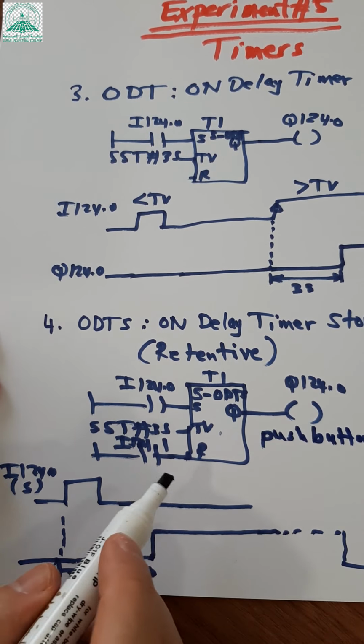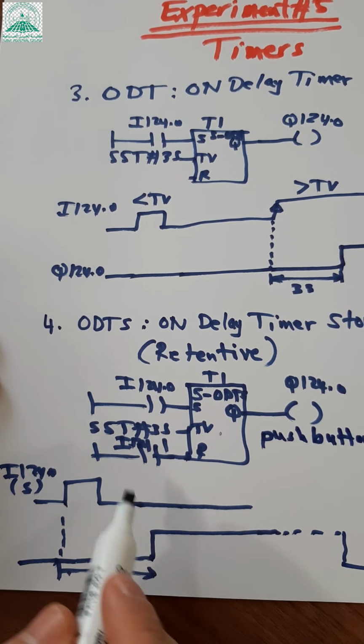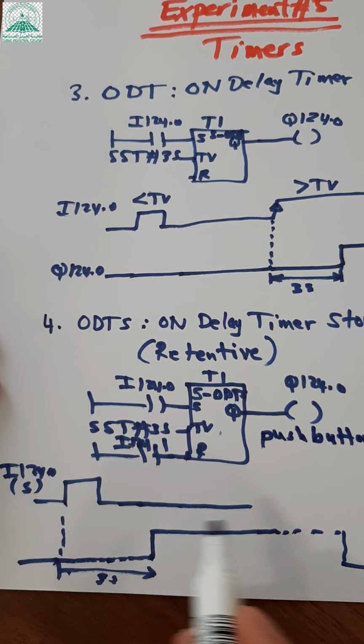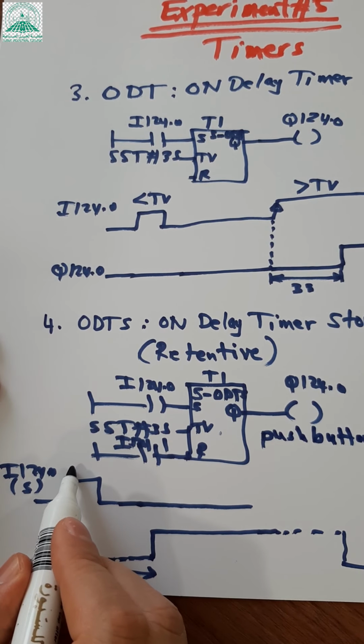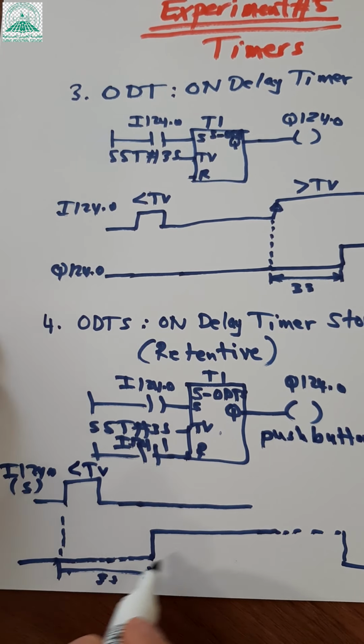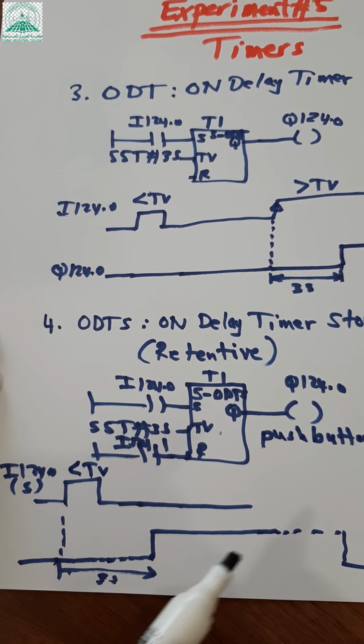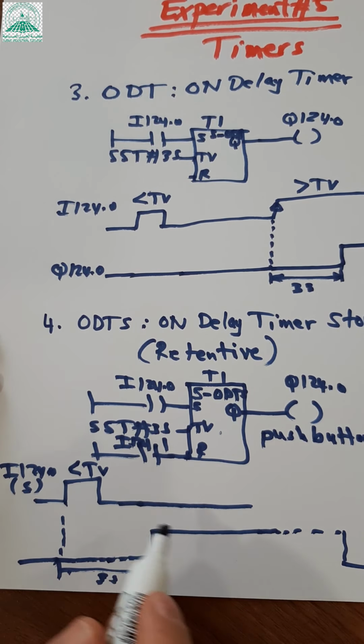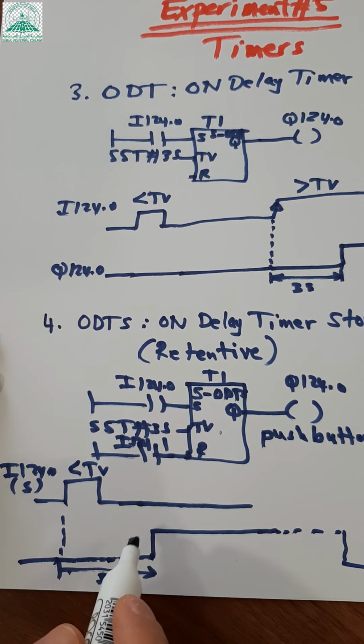So because it works for both cases, for short pulses or long pulses, it will work fine, and it will continue working. It will continue to be energized until a reset button has been pressed. So this is the principle of operation of the ODTS.